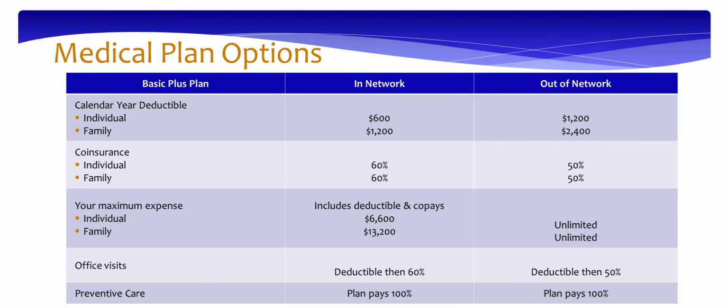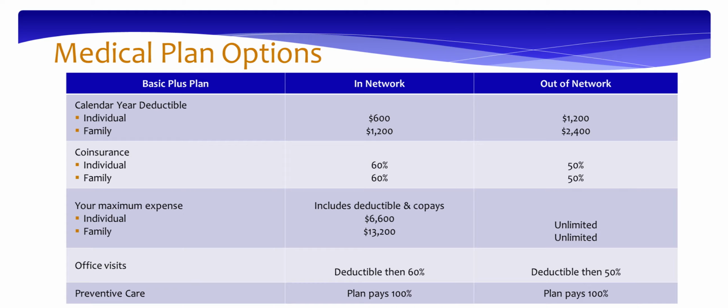The plan options available to you under the medical: you have the basic plan, which has an individual $600 deductible, a family deductible of $1,200, and your coinsurance is 60%. Your maximum out-of-pocket expense per individual is $6,600 and $13,200 for a family. Your office visits are covered after that $600 deductible at 60%. And preventative care is covered at 100%.